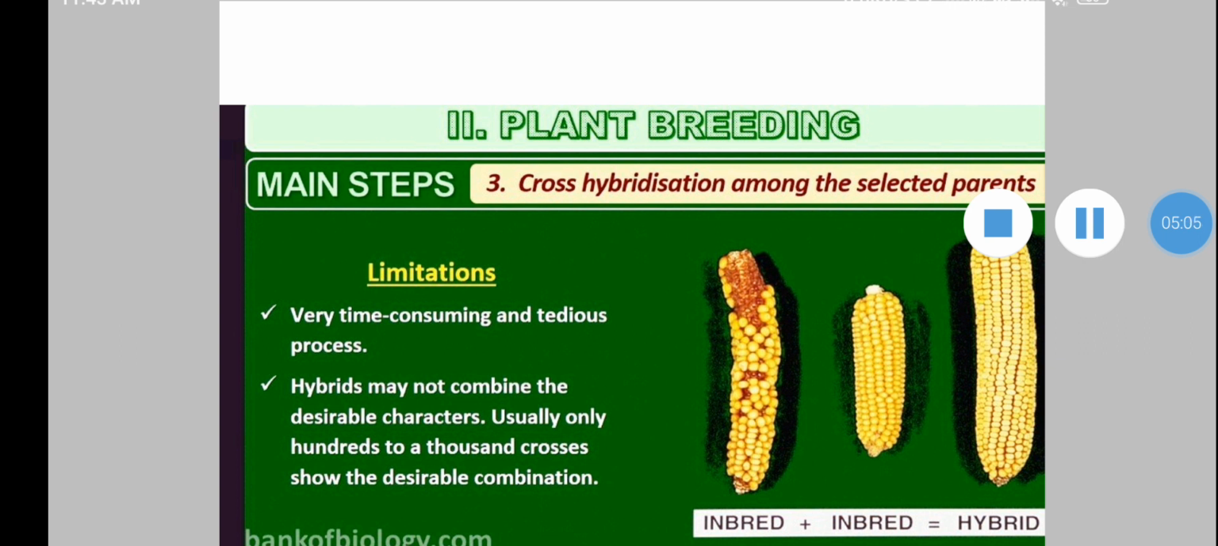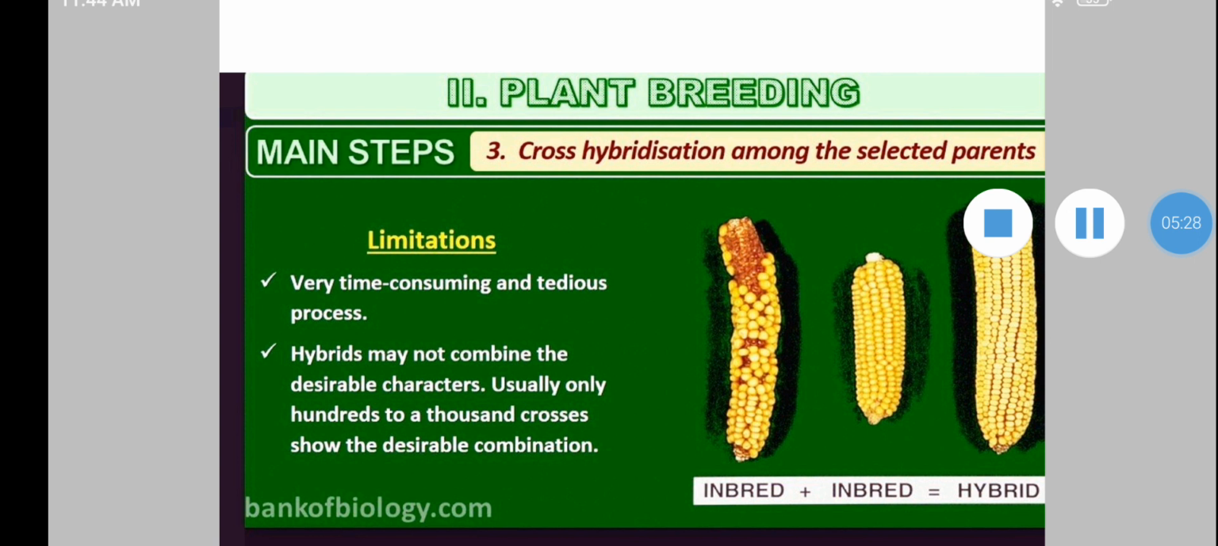or emasculated flower. What is the meaning of emasculation? Emasculation is nothing but removal of anthers with the help of forceps, which we are going to study in the practical. Pollination is followed by seed and fruit formation in due course. The seed thus obtained is called a hybrid seed.